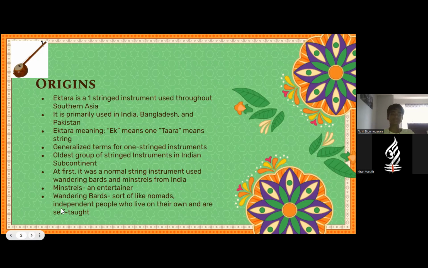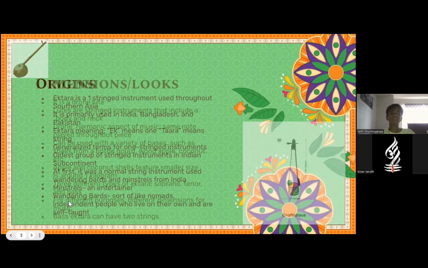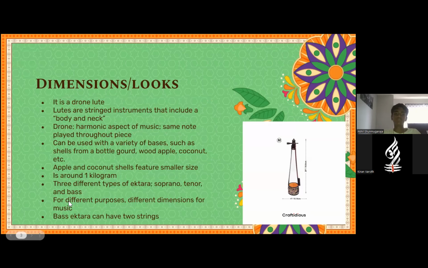The dimensions and the looks of the Ektara: it's a drone lute, and a lute is a stringed instrument that includes a body and a neck. As you can see in the picture, the bottom is the bass, the two sticks holding it up are the neck, and the top is the tuning. The drone is a harmonic aspect of the music. It allows the same note to be played throughout the piece to bring some consistency into the piece, and it can be used with a variety of bases.